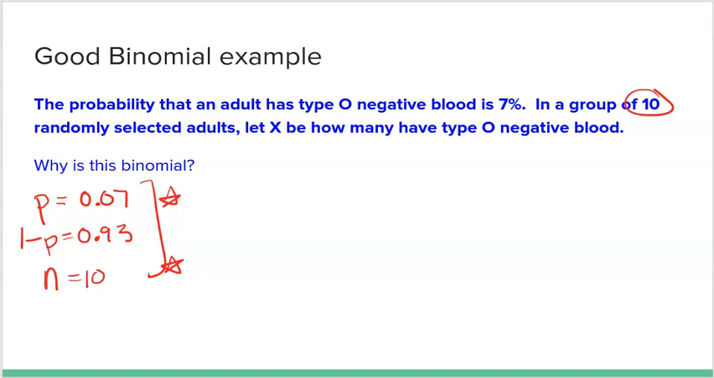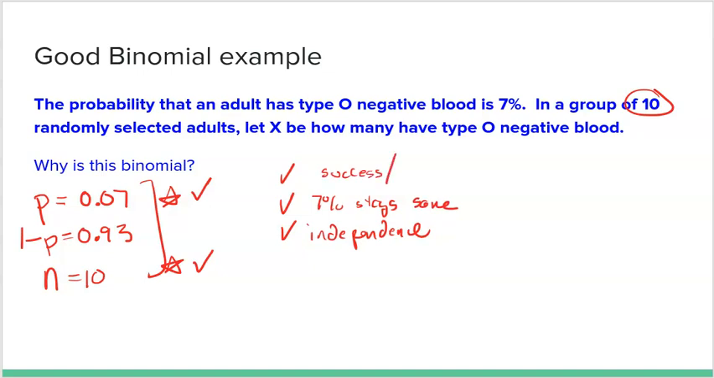So it does appear that the initial things, success and trials, are given. And then for the other three qualifications, we have independence. That does seem to make sense. I thought through that. The 7% stays the same. It's not like it goes up to 8% or down to 6%. And we also have only two things that can happen. You either have it or you don't. Success or failure. So this is a random variable that is binomial.